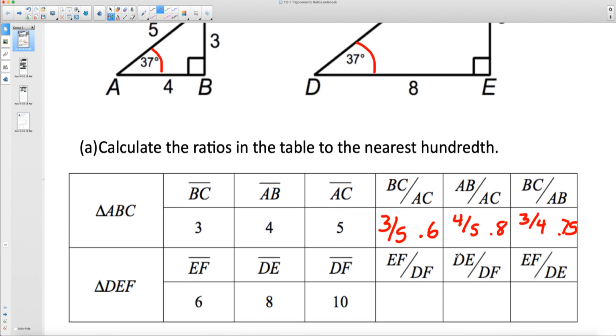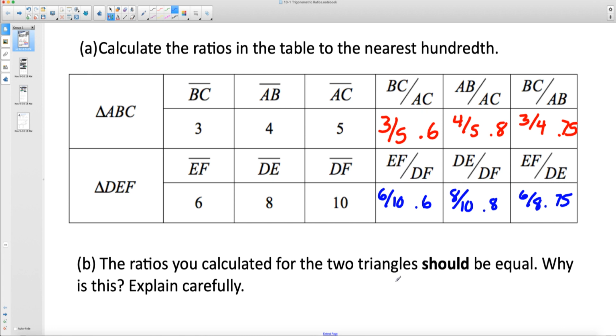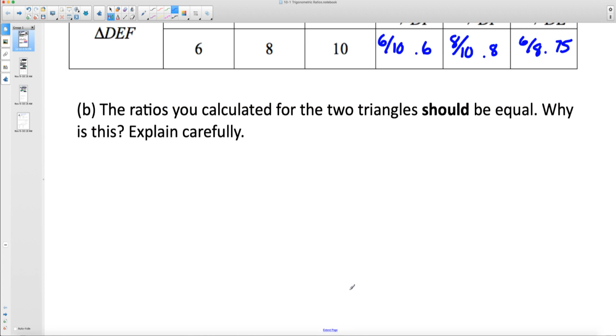Now when we look at the ratios of the bigger triangle, DEF, we're going to notice something that happens, and hopefully it would make sense. EF over DF is 6/10, or 0.6. DE over DF is 8/10, or 0.8. And EF over DE is 6/8, or 0.75. Notice that the ratios between these two triangles are the same. So the ratios of the sides wind up being the same. And it should make sense that they're equal because the triangles are similar.